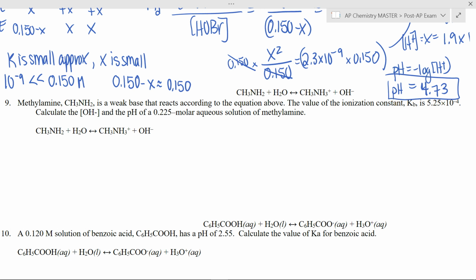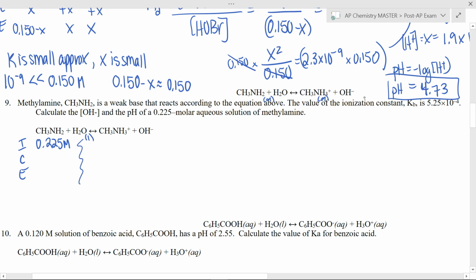Here's another one. This one is a base. I'm also going to set up my ICE chart here. And methylamine, we know the initial concentration is 0.225 molar. Water is a liquid. I just noticed on this equation, the states of matter were not labeled. But water is a liquid. These other ones are aqueous.